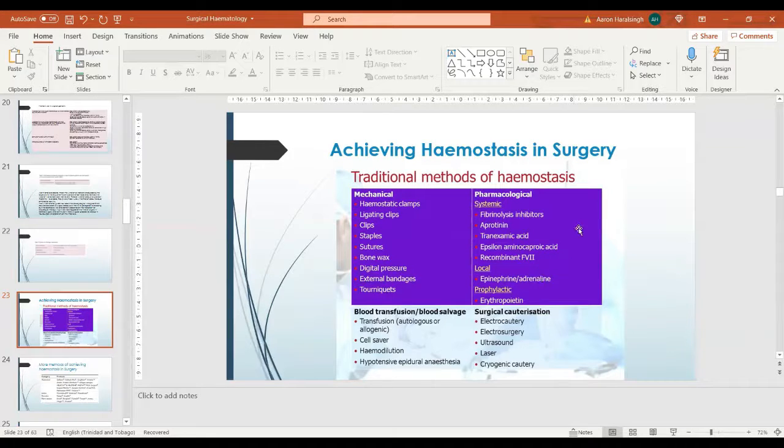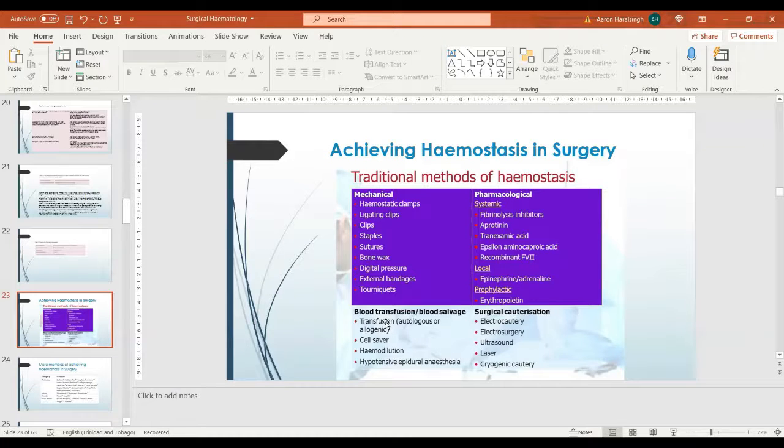Some of the pharmacological methods that can be used: we have systemic medications like tranexamic acid, recombinant factor 7, fibrinolysis inhibitors, things like aprotinin. We've got local methods like the use of epinephrine or adrenaline, especially when doing local procedures. And then there are prophylactic measures like the use of erythropoietin, which can be given prior to surgery.